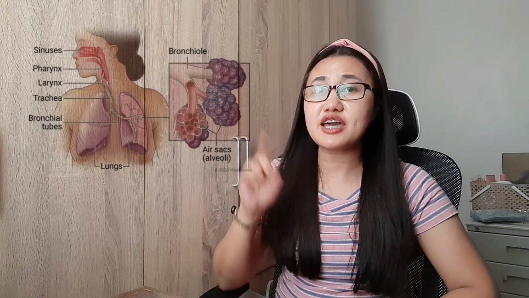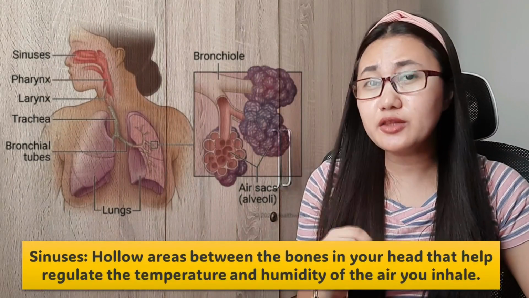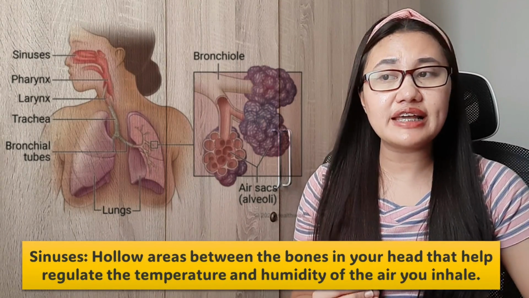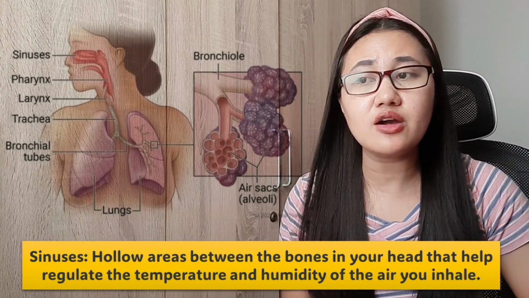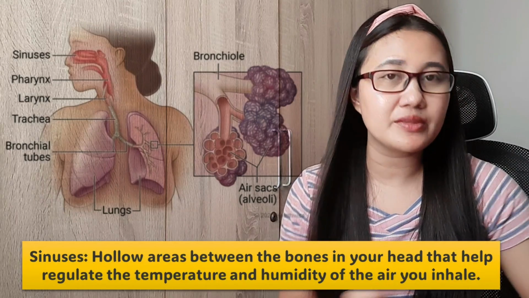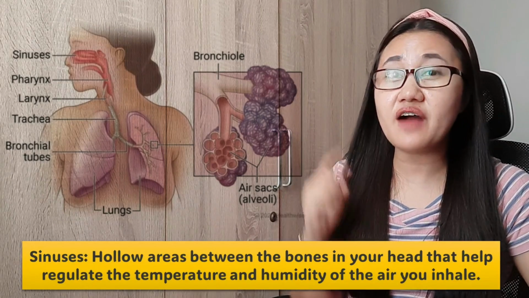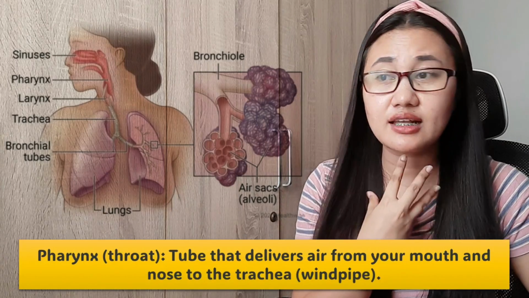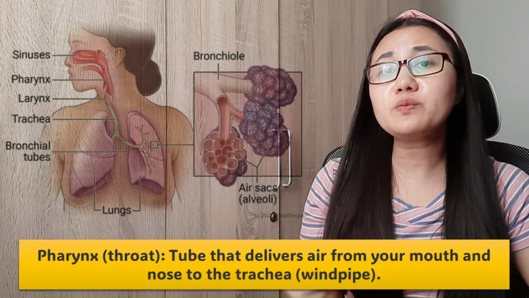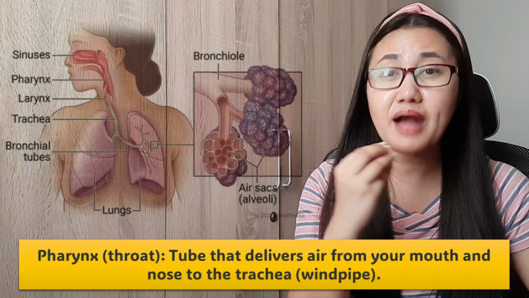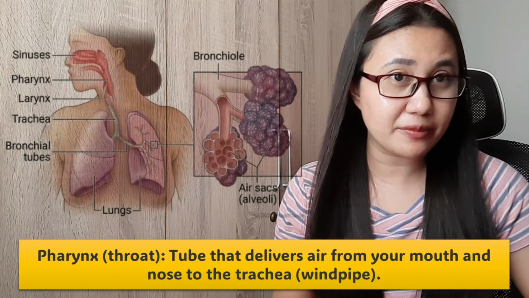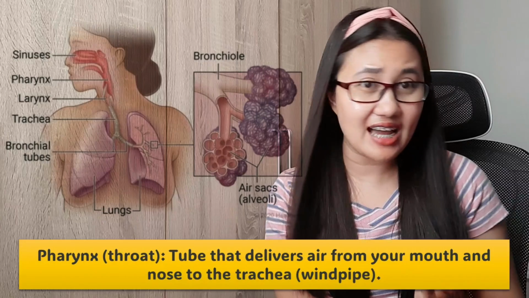So, another one is the sinuses. Sinuses are hollow areas between the bones in your head that help you regulate the temperature and humidity of the air you inhale. Next, we also have the pharynx. Yung pharynx, ito ay another term for throat sa ating lalamunan. So, this is the tube that delivers air from your mouth and nose to the trachea or the windpipe. So, napakahalaga din yung ating lalamunan.